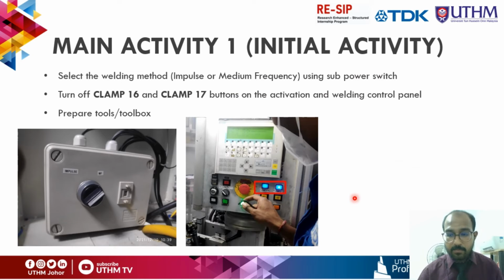I'll be explaining the main activities that happen during the setup process or changeover process of this terminal rig welding machine. The first activity, which is the initial activity, is to select the welding method. There are only two welding methods, impulse or medium frequency. It's selected by using the sub power switch, as you can see in the picture. After that, we need to turn off clamp 16 and clamp 17. Clamp 16 and clamp 17 hold the electrode and the electrode clip, which I will show in the upcoming slides. The buttons will be turned off to avoid current passing through the clamp.